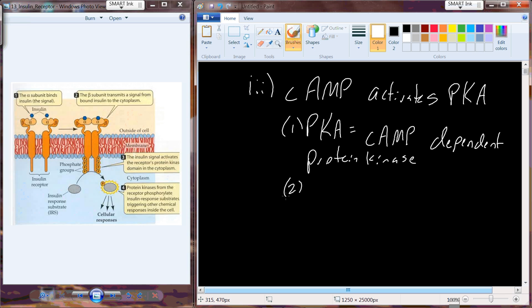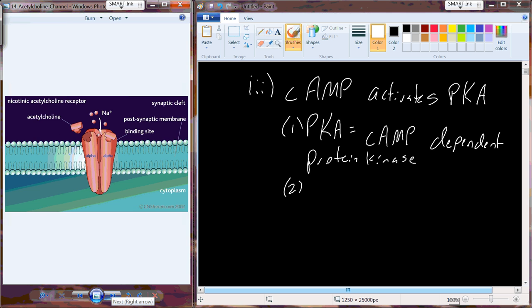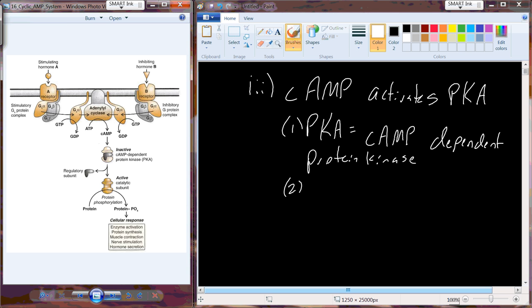And the way that cyclic AMP is going to work, in its inactive form the kinase has multiple subunits, two different subunits, one shown here in a yellowish, orange color, and the other shown in this grayish, blackish color. In the presence of cyclic AMP, those two subunits dissociate.